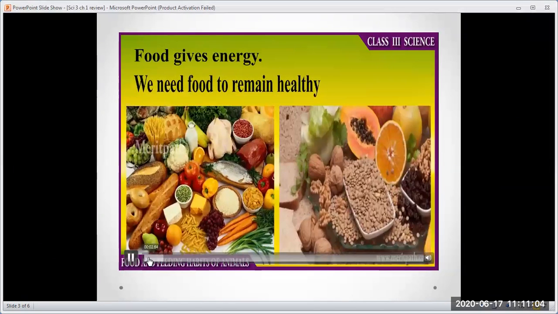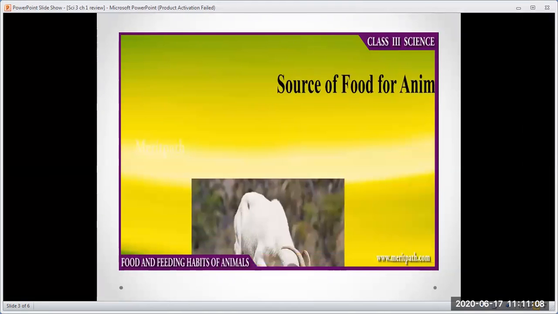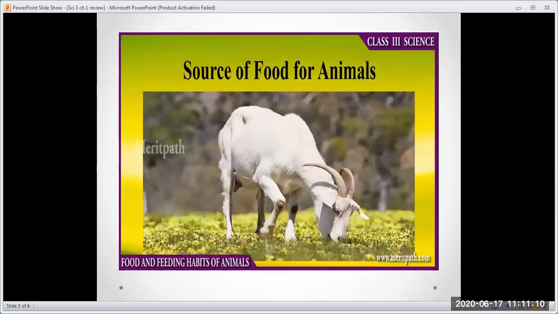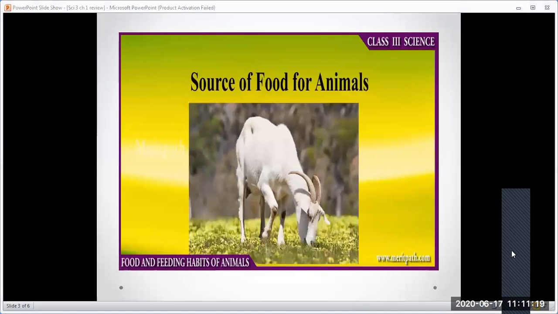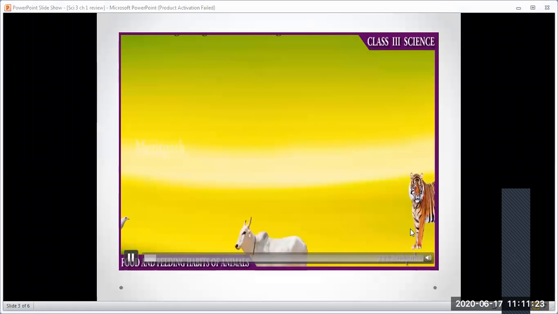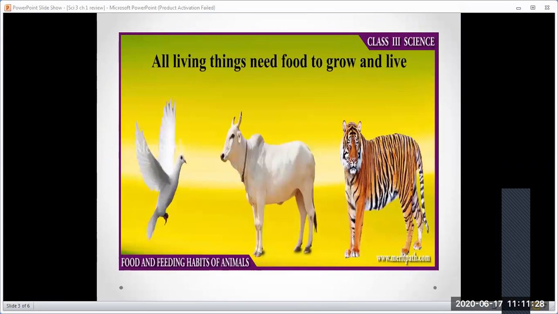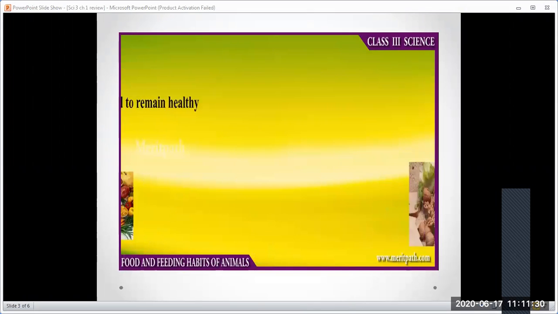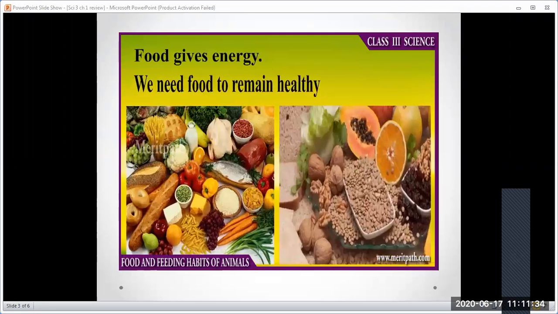So again, I am going to start this chapter and tell you side by side about food and feeding habits of animals. This is the chapter. So what are the sources of food for animals? All living things need food to grow and live. Food gives us energy. We need food to remain healthy.